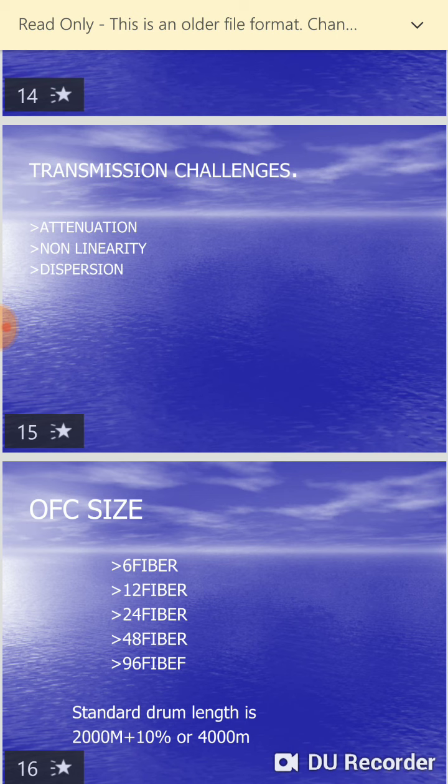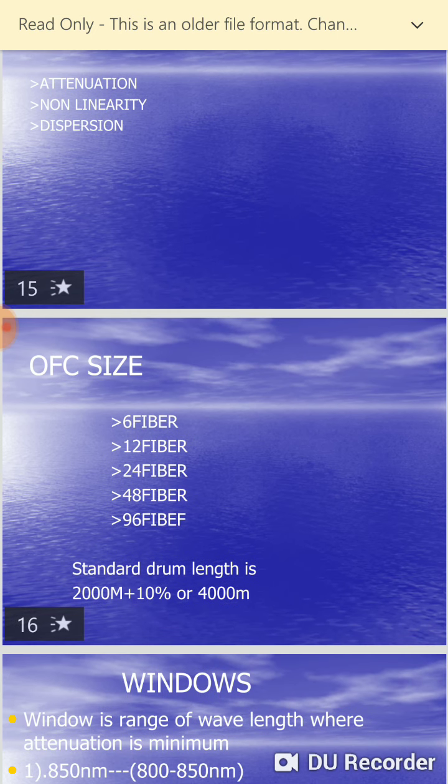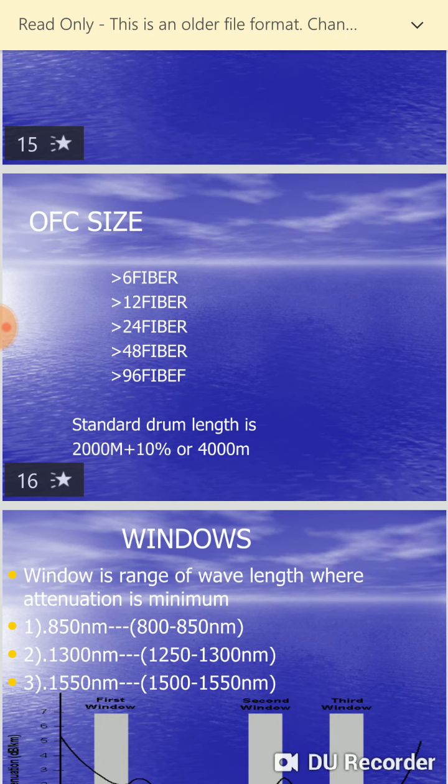So if we see the different types of optical fibers based on multimode or single mode, the types or size of optical fiber is changing. It is 6 fiber, 12 fiber, 24 fiber, 48 fiber, 96 fiber. And standard length of optical fiber depends on a particular application. Then window means it is a range of wavelength where the attenuation is minimum.